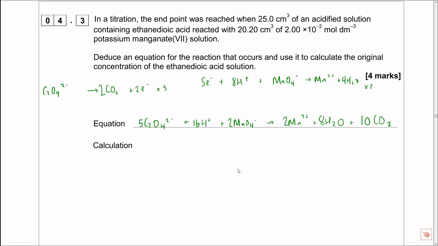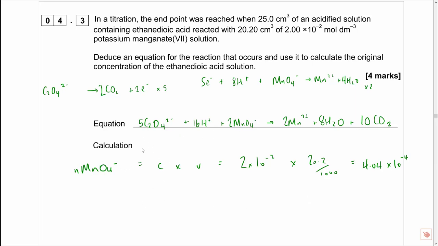Calculation-wise now, we've got to look at this and we can say, right, so we've got usual sort of titration stuff here. So moles of MnO4- is going to be concentration times volume, which is going to be 2 times 10 to the minus 2 times 20.2 divided by 1,000. And that's going to be 4.04 times 10 to the minus 4. That's our moles of manganate ions.